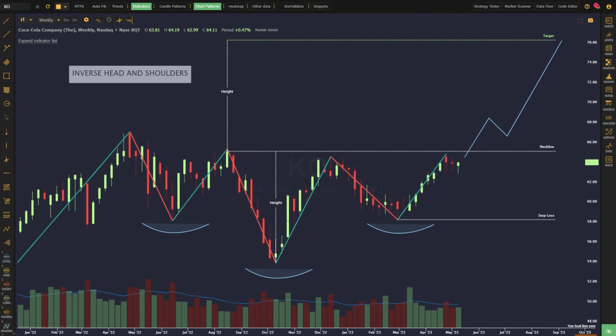Inverse head and shoulders patterns consist of 3 troughs: a lower trough, the head, between 2 higher troughs, the shoulders. A resistance line, called the neckline, connects the 2 highest points between the troughs. Typically, this pattern forms at the end of a downtrend, signaling a possible trend reversal. To trade it, look for a confirmed breakout above the neckline, accompanied by an increase in volume.